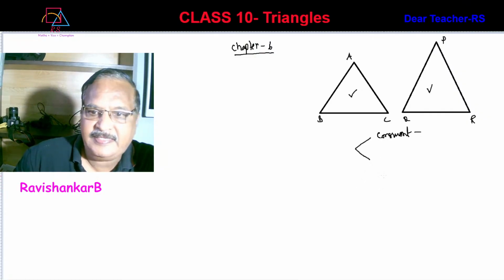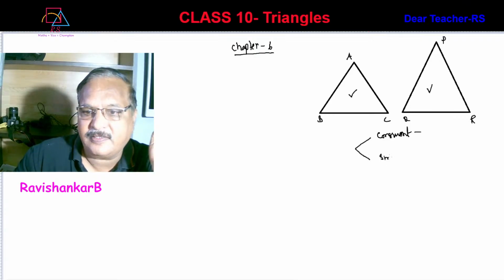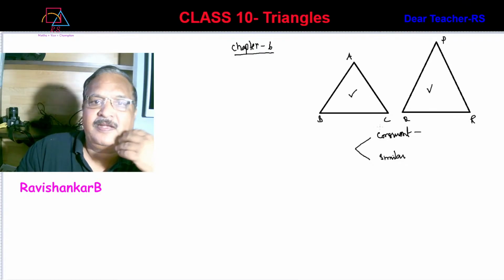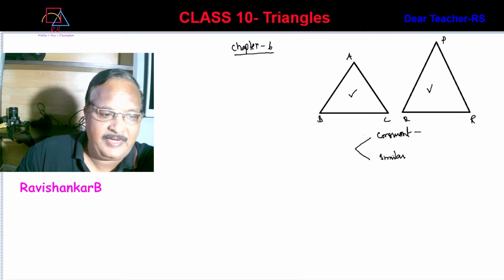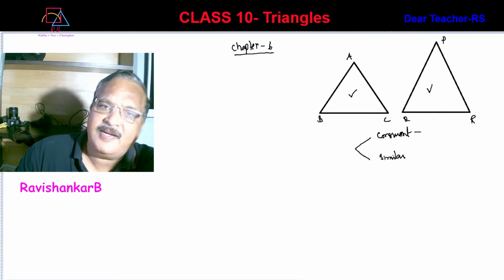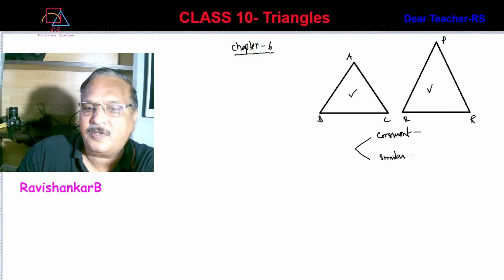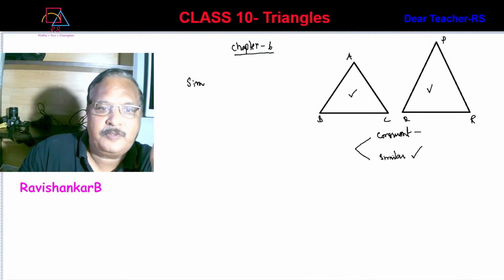The other one is, when they are not congruent, they are similar triangles. Similar triangles means they are not equal, but they are similar. Both are triangles only. So they are similar and not congruent. They are different. We are not talking about triangles which are not similar. We are talking about the triangles which are similar. So in this chapter we are going to talk about the triangles which are similar.